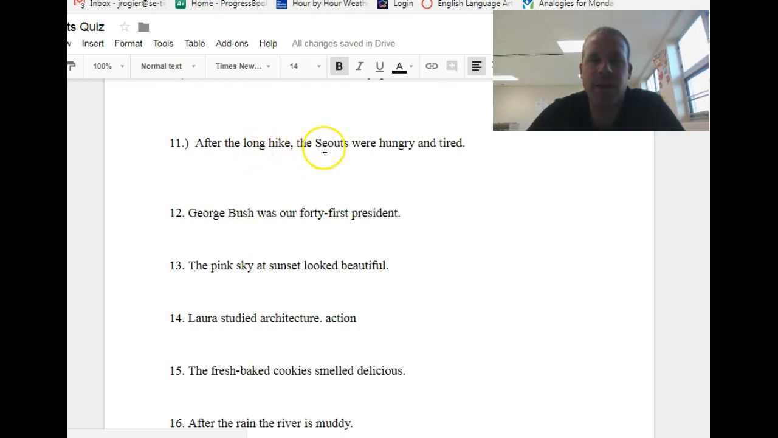After the long hike, the scouts were hungry and tired. Scouts were, what were they? Hungry and tired. Hungry and tired describes the scouts, so they're predicate adjective because they're hooked up with the linking verb were. Scouts were hungry and tired. George Bush was our 41st president. Your linking verb is was. What was George Bush? President. And so then president is a predicate nominative because it's equal to George Bush.